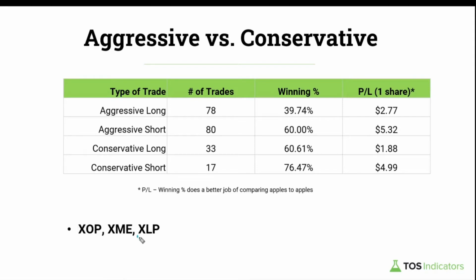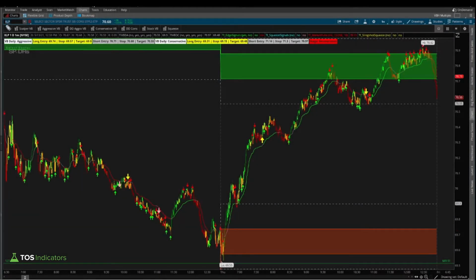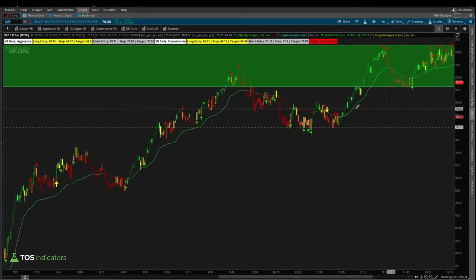We'll start off with consumer staples and then make our way down. So inside of our chart, I have XLP loaded on. I have both volatility boxes loaded, but the only one you can actually see in the frame right now is our aggressive volatility box. Now let me first walk through when you see it on our live scanner.